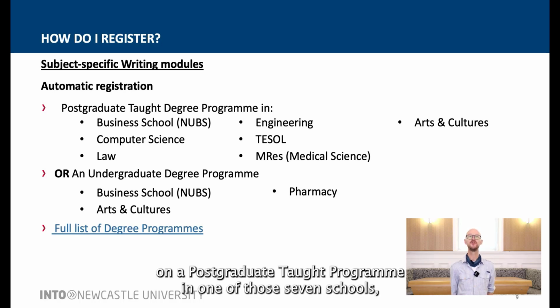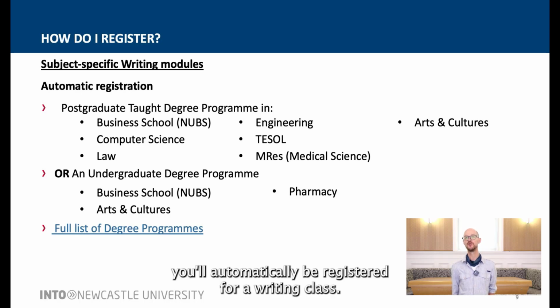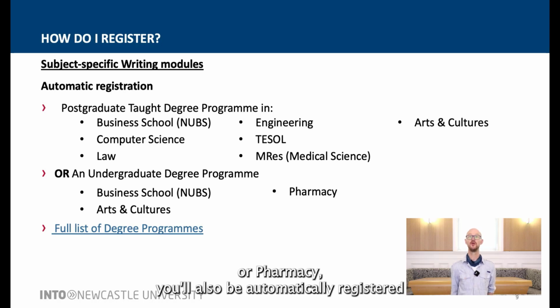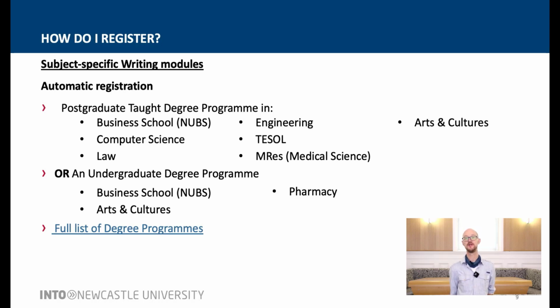So if you're on a postgraduate taught degree program in one of those 7 schools, you'll automatically be registered for a writing class. Also, if you're an undergraduate in either the business school, arts and cultures or pharmacy, you'll also be automatically registered for a writing class.